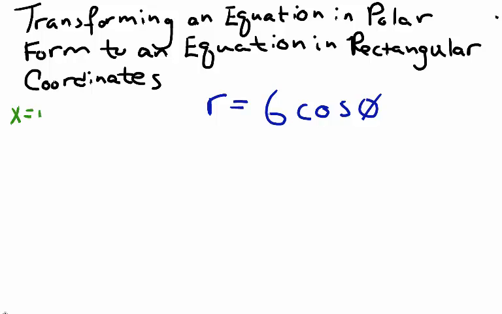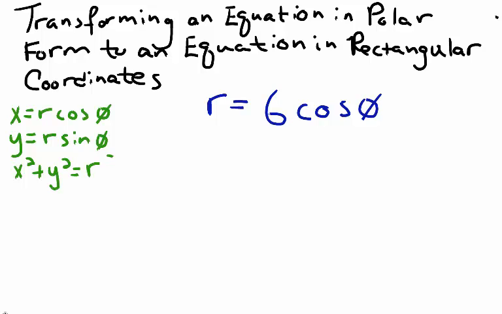Coordinate x equals r cosine of theta. Coordinate y equals r sine of theta. And x squared plus y squared equals r squared.